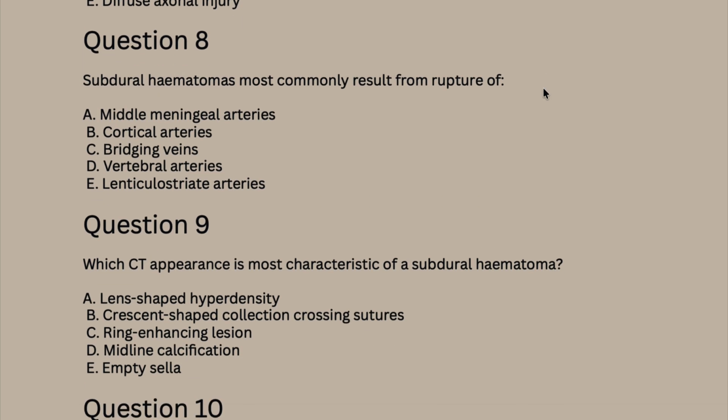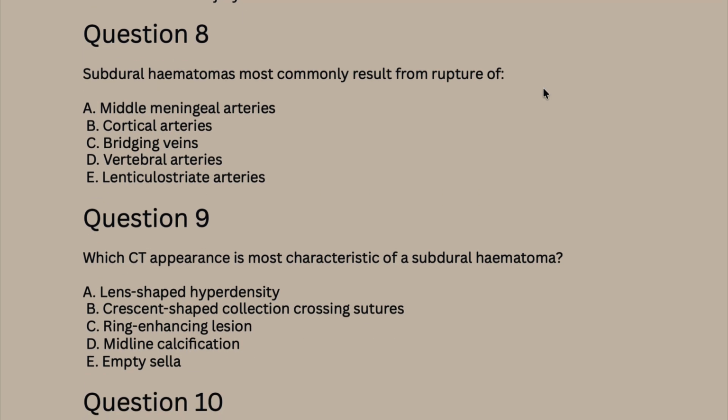Now let's look at question 9. For question 9, we're looking at the computed tomography appearance, so the CT appearance. And the correct answer for this would be crescent-shaped collection crossing sutures.